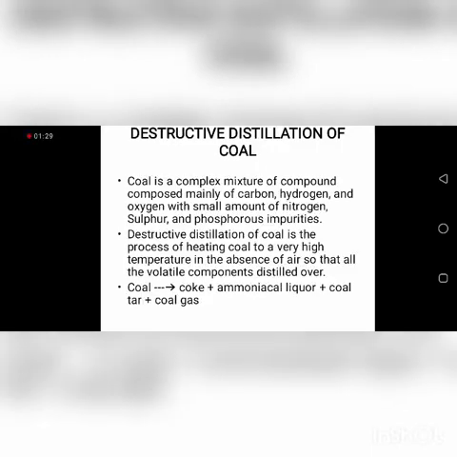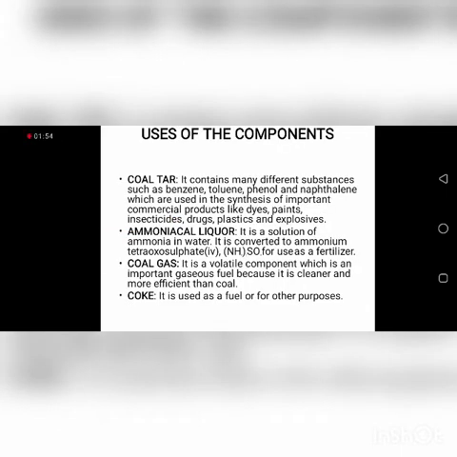So let us quickly look at the destructive distillation of coal. Destructive distillation of coal is the process of heating coal to a very high temperature in the absence of air, so that all the volatile components are distilled over. When coal is subjected to high temperature, these are the products produced: coke, ammoniacal liquor, coal tar, and coal gas. From there we look at the uses of these components.